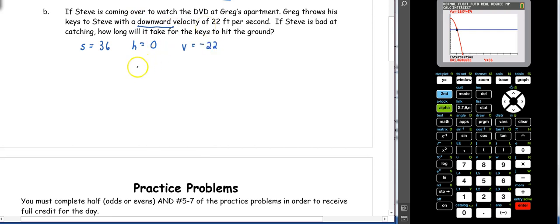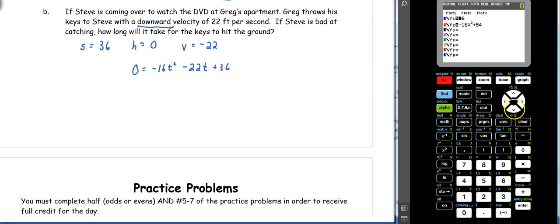And our velocity is downward, so it's going to be negative 22 feet per second. So when I set up my equation, the end height equals negative 16t squared minus the velocity, negative 22, times t plus 36. So in our calculator, we're going to change the y1 to 0. We're going to change the y2 to negative 16x squared minus 22x plus 36.